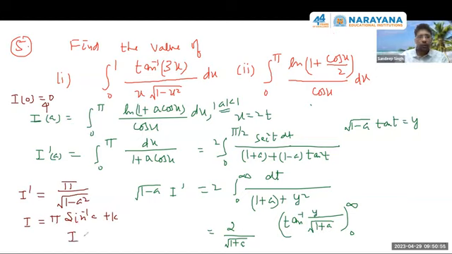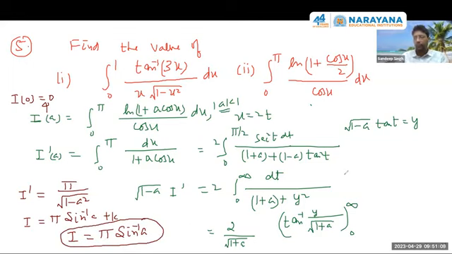What is the value of this integral? Pi. That is why we have chosen a to be between -1 to 1 to get this answer. Pi times sine inverse a. Is that clear? Pi times sine inverse a. This is the value. And for half, what will be the value of this?